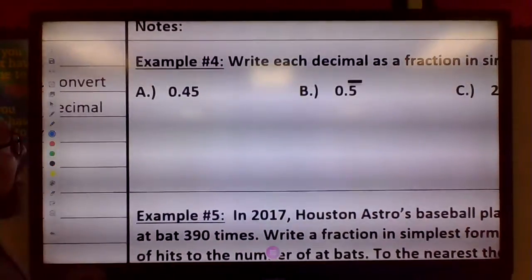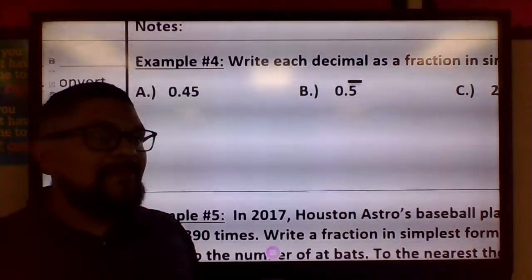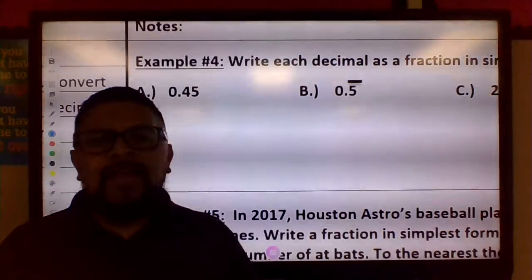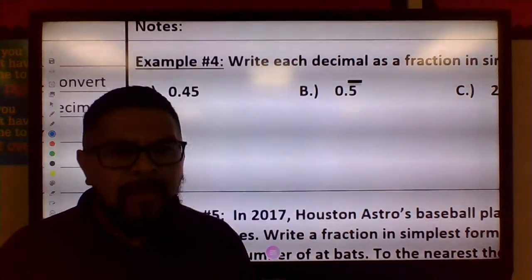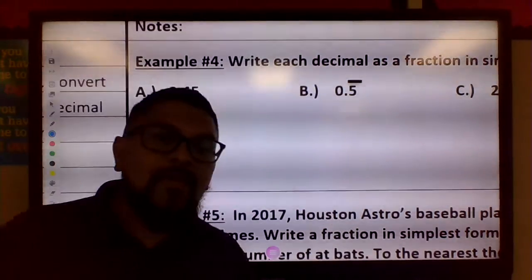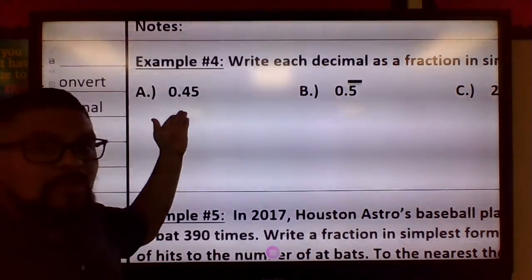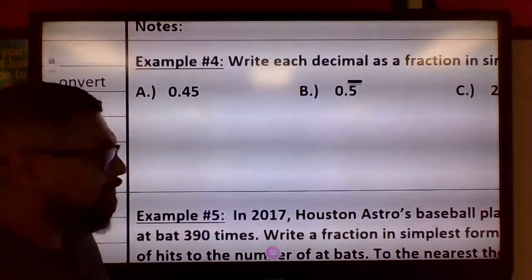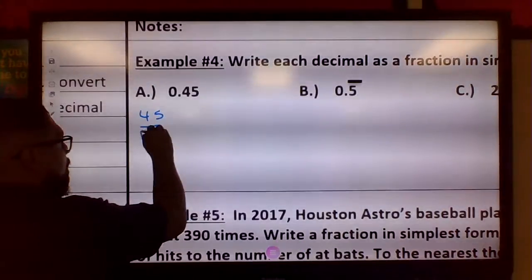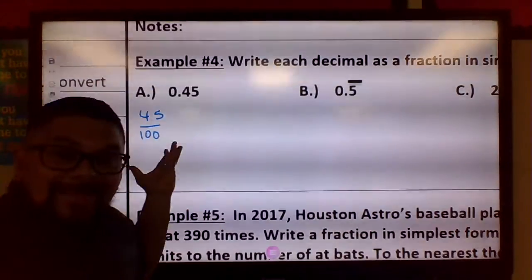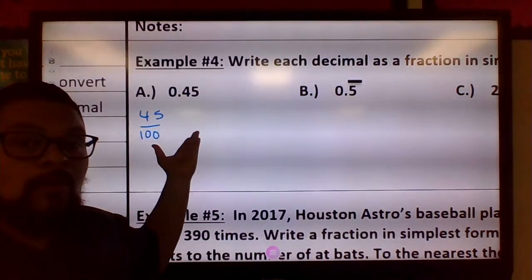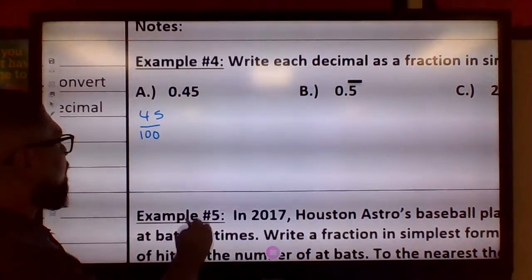For letter A, you have to read this as place value. You remember back in third or fourth grade when they taught you tens, ones, tens, hundreds, and then on the other side, the tenths, the hundredths, the thousandths. So read it like that. This means 45 hundredths, so 45 hundredths is 45 over 100. We can leave it like that and we're done, but we have to put it in simplest form. So this is not in simplest form yet.